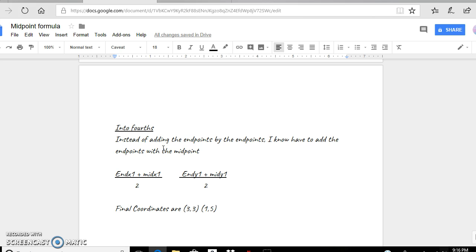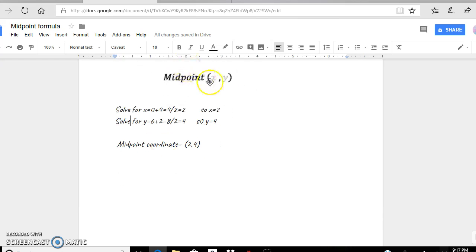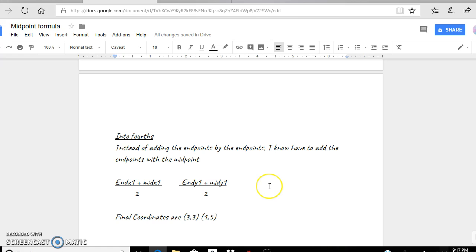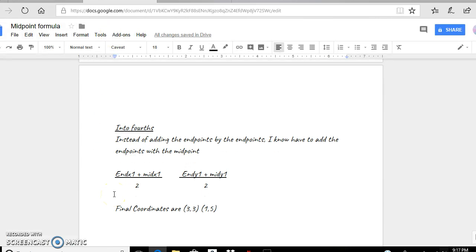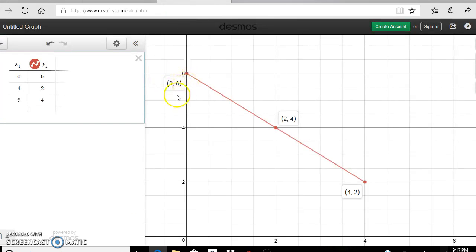Okay, so instead of adding the endpoints by the endpoints like we did over here, we're going to add the endpoints with the midpoint, which we have right here. Pretty easy. So the equation for this in general would be the first endpoint plus the first midpoint divided by 2, and then the endpoint for y plus the midpoint of y over 2. So we're going to do one midpoint, so we would do 0 and 6 and then 2 and 4.